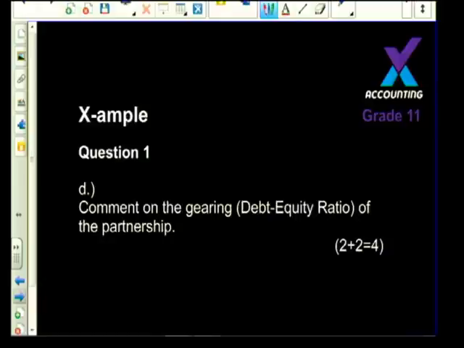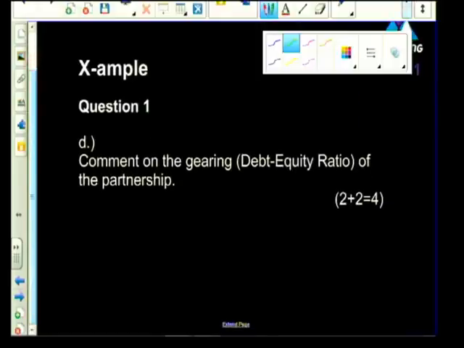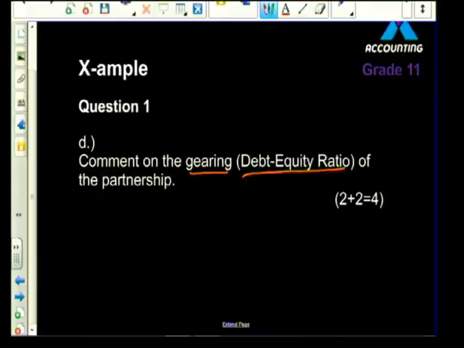So let's have a look at our next question. Our next question asks us to comment on the gearing. In other words, the debt-equity ratio of the partnership. Here they've been kind to us. They've told us that we have to calculate the debt-equity ratio. And once again, it's a ratio that you need to know.